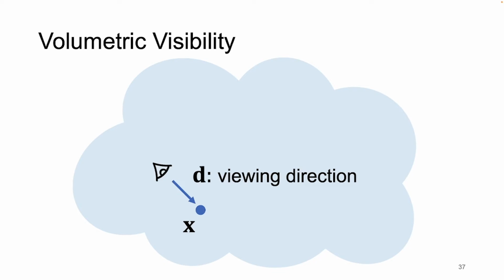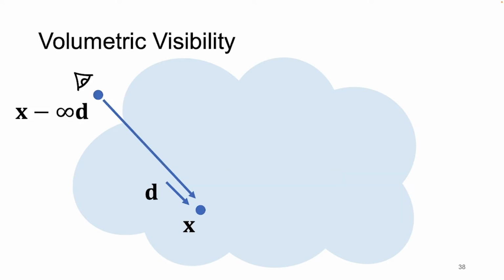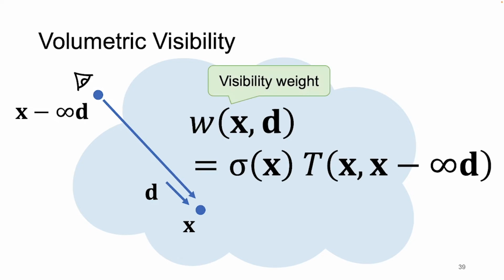Remember, we want to define the weight of each spatial directional input to the radiance field, a pair of X and viewing direction D. Conceptually, we define this weight as the intensity of light at X and D seen from an infinitely distant observer. In summary, our visibility weight is the product of density at X and the transmittance between X and X minus D times infinity.